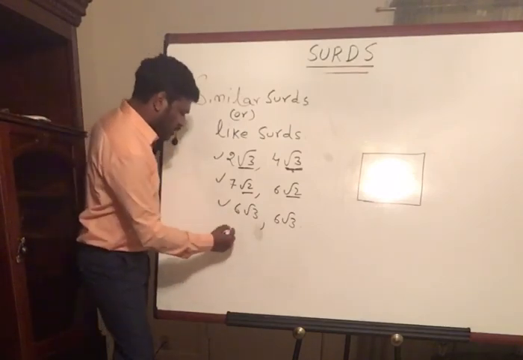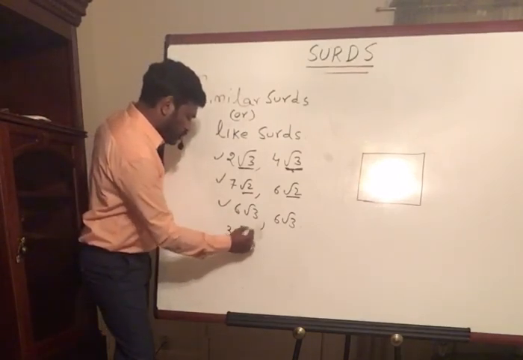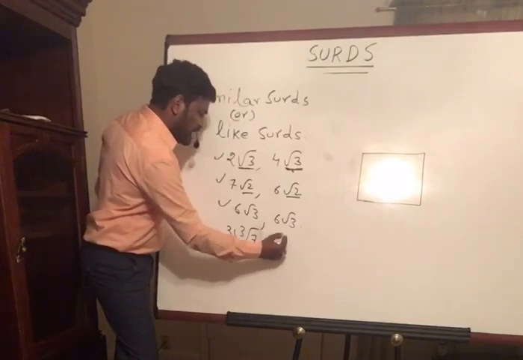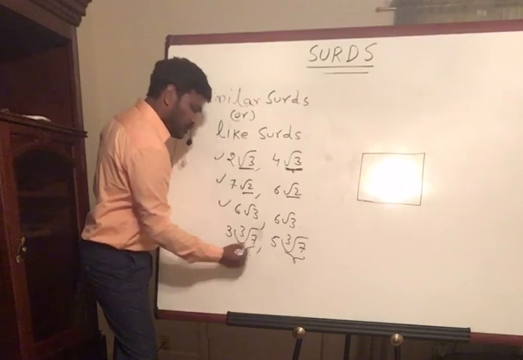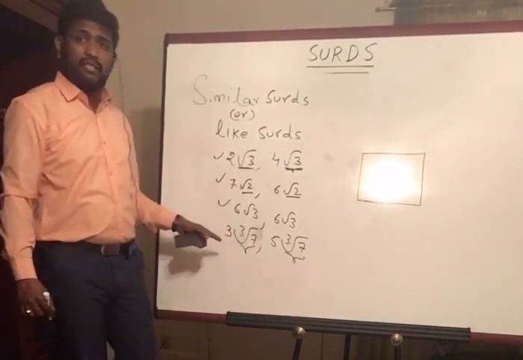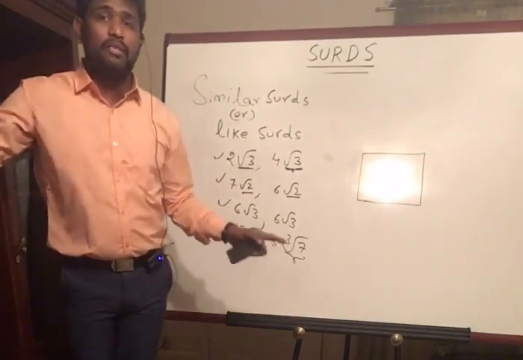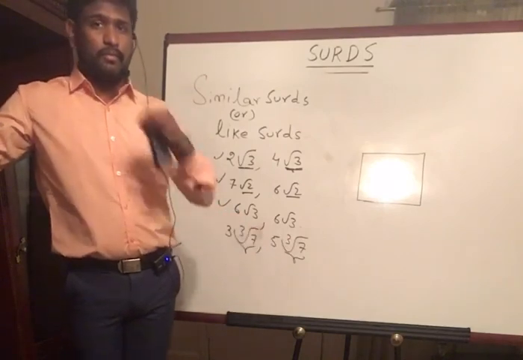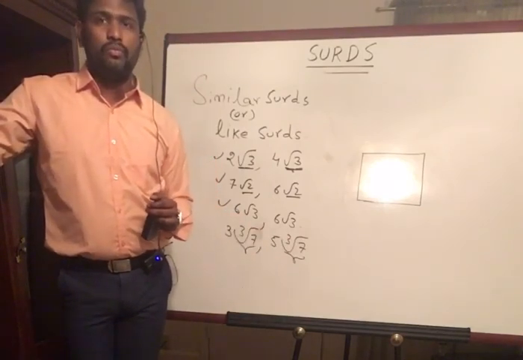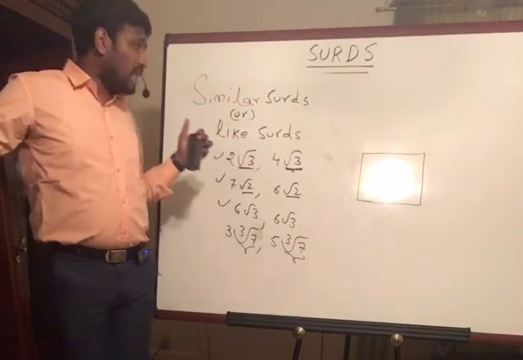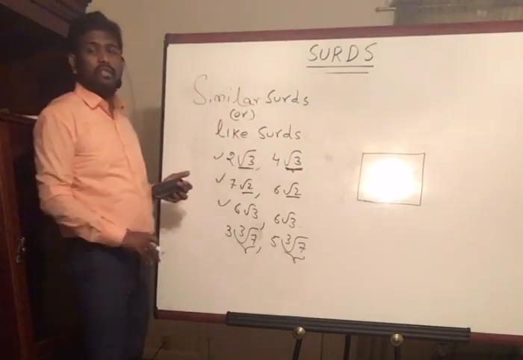You can take the higher order also if you want. 3 cube root 7, 5 cube root 7. See the Surd part, cube root 7. If those are same, then we are going to call them similar Surds or like Surds. That is the most important thing you need to know. So that makes similar Surds.